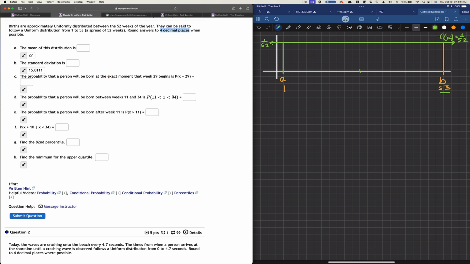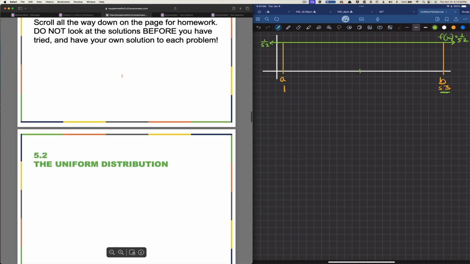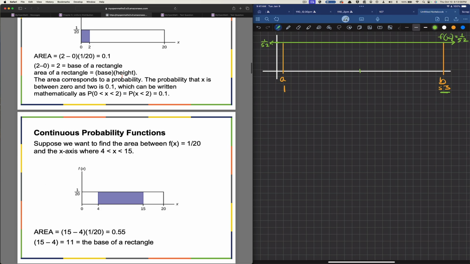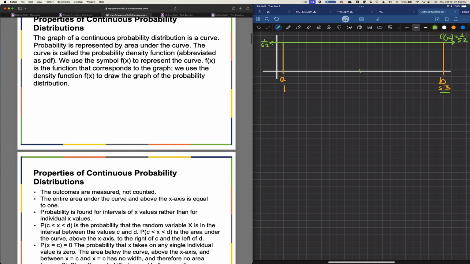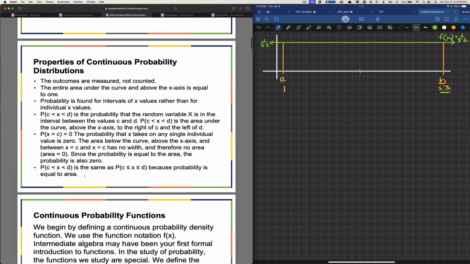All right? So here, the probability that a person will be born at the exact moment that week 29 begins is probability of x equals 29. Hopefully from our conversations, we now understand that that probability is 0. And if you don't recall, or you've been absent, you can go look at the properties of a continuous probability distribution, which the uniform distribution is one example of. But these are the properties, and notice this fifth bullet, P of x equals some constant, is equal to 0.